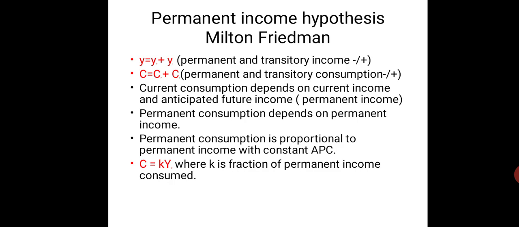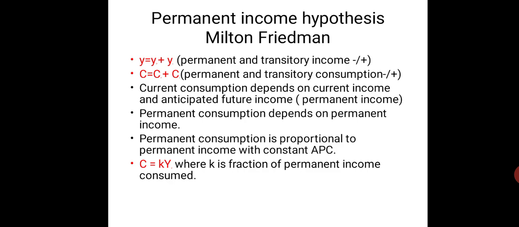According to Milton Friedman, your consumption will always depend on your permanent income. You cannot make a consumption pattern on the basis of an unanticipated income. Right. Likewise, consumption is also of two types, that is permanent consumption and transitory consumption. Transitory consumption can be positive or it can be negative.